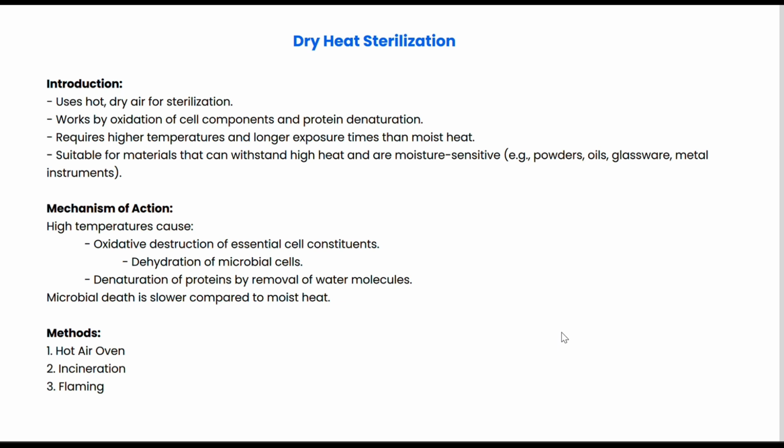The mechanism. At high temperature, dry heat causes oxidative destruction of essential cellular components. In simple terms, it burns or oxidizes vital parts of the microbial cells. It also causes dehydration, removing water from cells, leading to structural collapse. Finally, it denatures proteins by removing the critical water molecules necessary to maintain their structure. However, microbial death by dry heat is usually slower compared to moist heat sterilization. That's why we use higher temperatures for a longer period of time. Now let's see the common methods of dry heat sterilization.